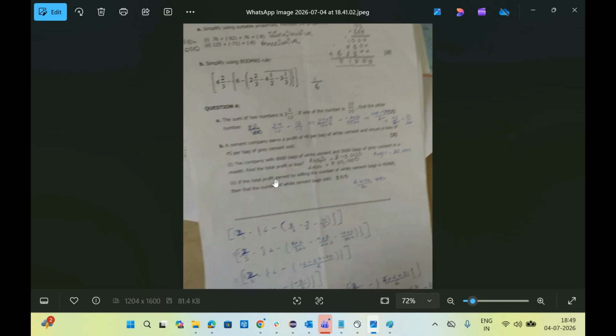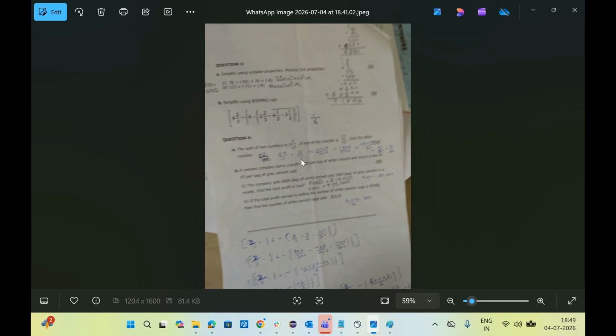Now again the same kind of question you see here. A cement bag earns 8 rupees profit on white cement and a loss of 5 rupees on grey cement. The company sells 6,000 bags of white cement and 5,000 bags of grey cement. So 6,000 bags it is selling, getting 8 rupees each. So profit is 6,000 into 8, 48,000.